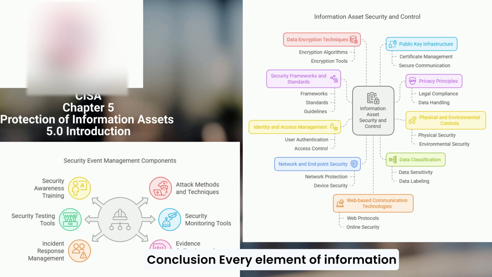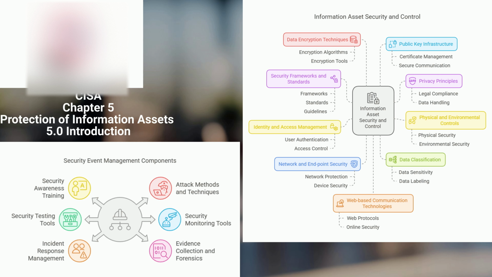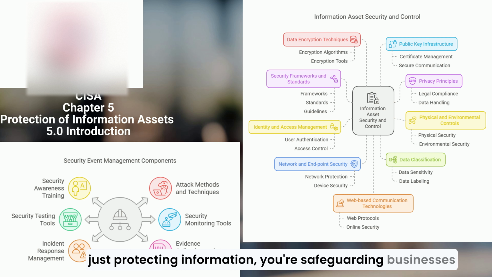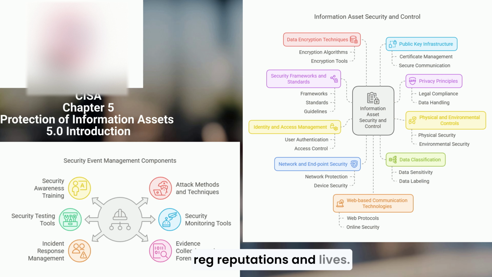Conclusion: every element of information asset security works together. It's a symphony of frameworks, technology, and vigilance. For auditors, the role is to analyze, question, and ensure everything upholds the principles of confidentiality, integrity, and availability (CIA). In a world where data breaches dominate headlines, these practices form the cornerstone of trust and resilience. By understanding these components, you're not just protecting information, you're safeguarding businesses, reputations, and lives.